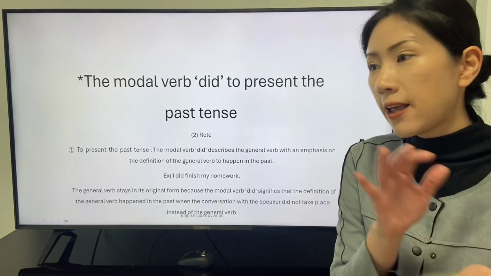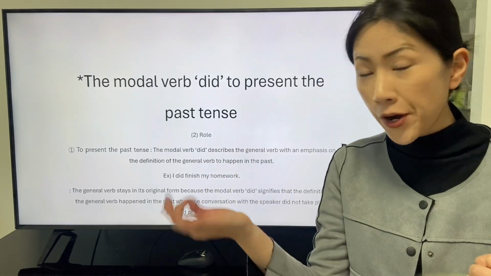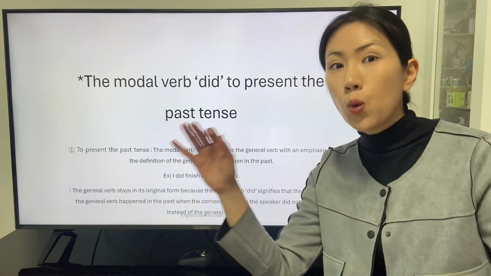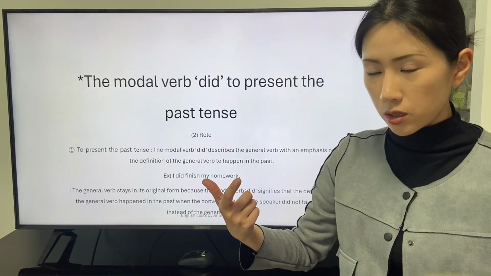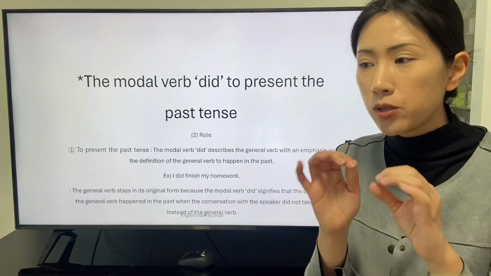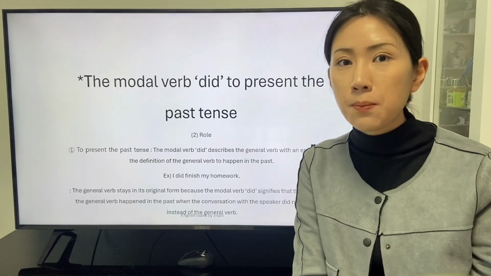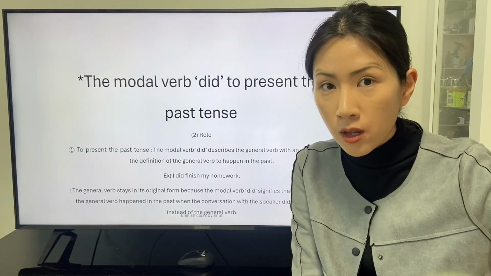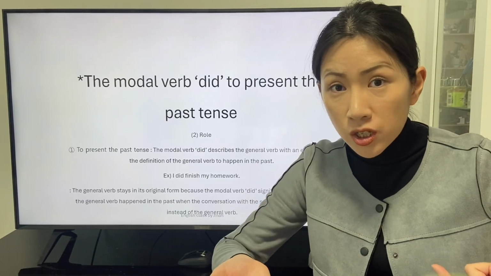The speaker who does not emphasize the definition of the verb finish in the past describes the verb with the verb finish it to reveal the past tense of a clause. But the speaker wants to emphasize the definition of the verb happened in the past. So the modal verb to indicate the tense with the modal verb did and the verb finish are separated.